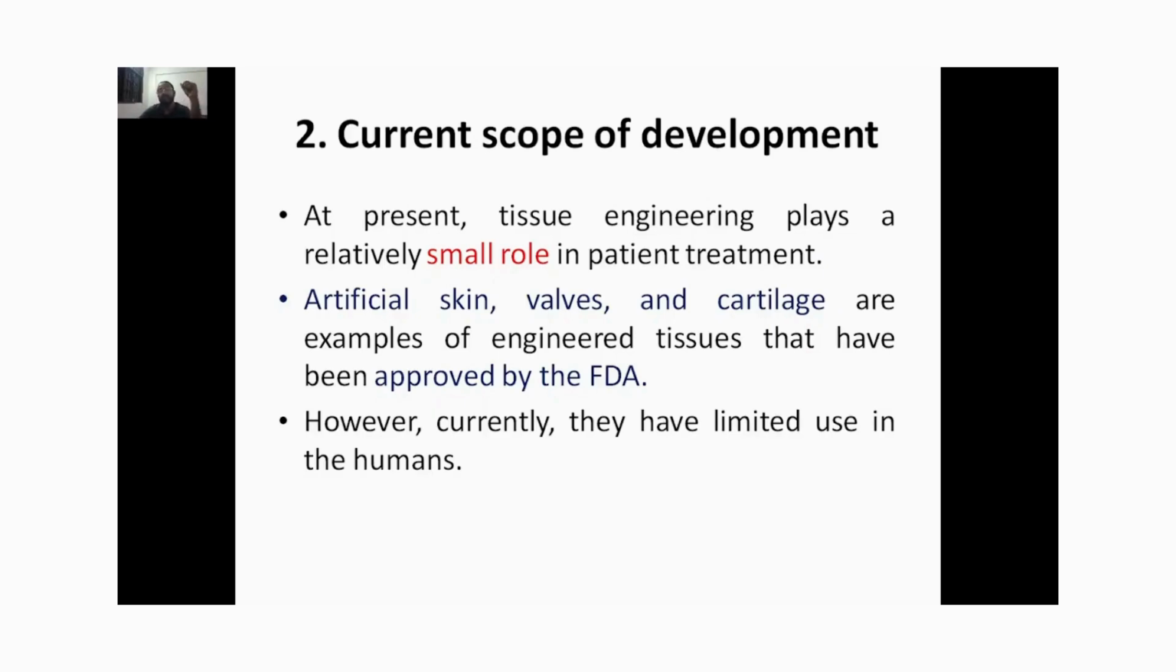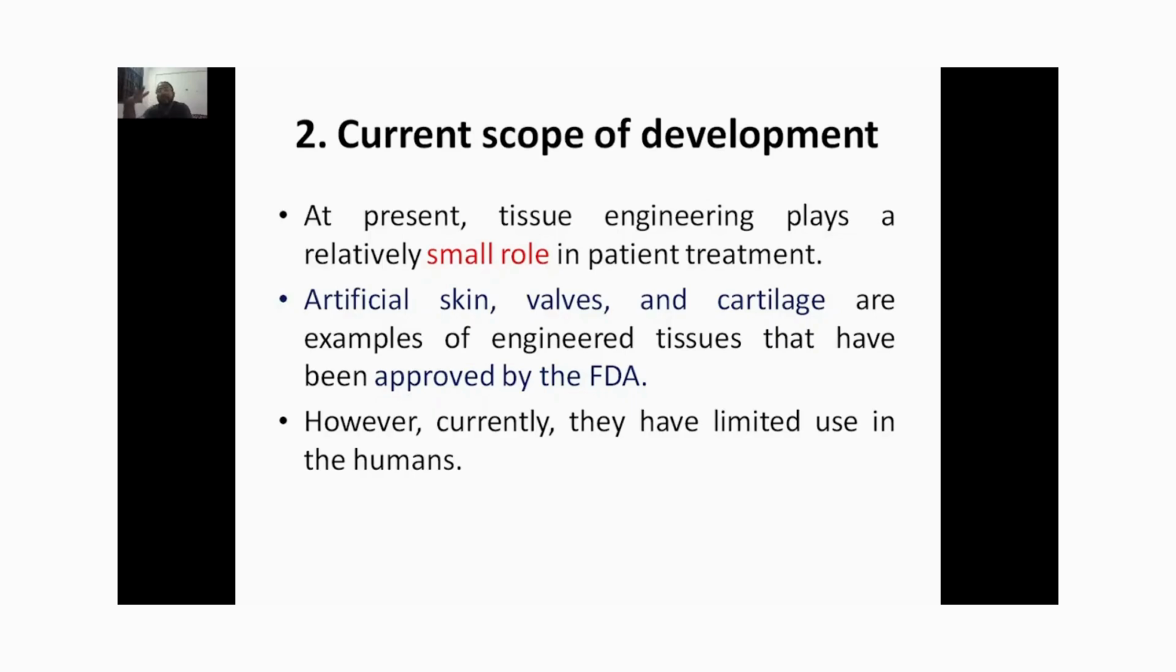For example, we have artificial skin, valves, and cartilage. These are some examples of engineered tissues that have already been approved by the FDA. Artificial skin is used for skin grafts or skin burns, then valves for blood capillaries and heart valves, and then cartilage, which is used in joints. These are the three things which have already been approved by the FDA, the regulatory body.